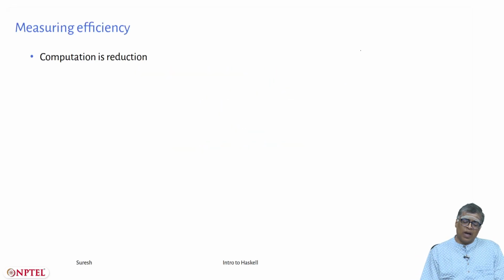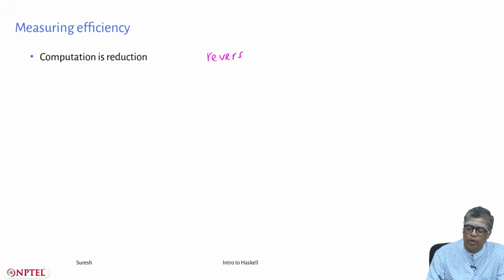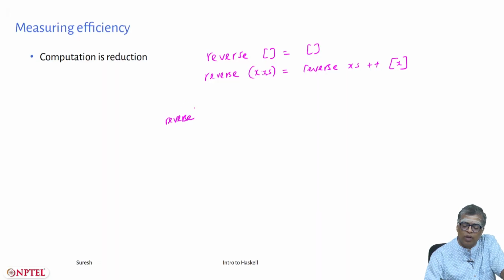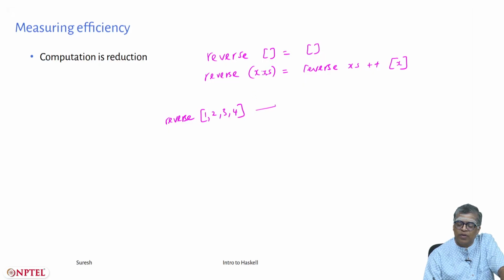We already know that in Haskell computation is just reduction, okay. So, you have a program like reverse of the empty list is the empty list, reverse of x followed by xs is reverse xs plus plus singleton x. Then if you go to GHCi and you write this expression, then GHCi will just proceed as follows.